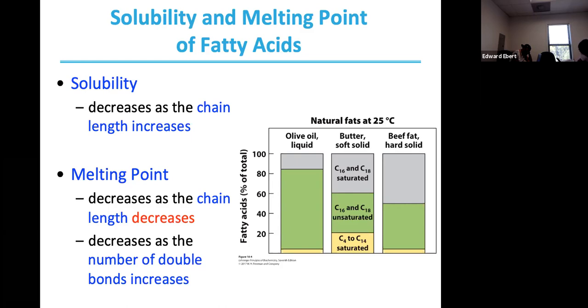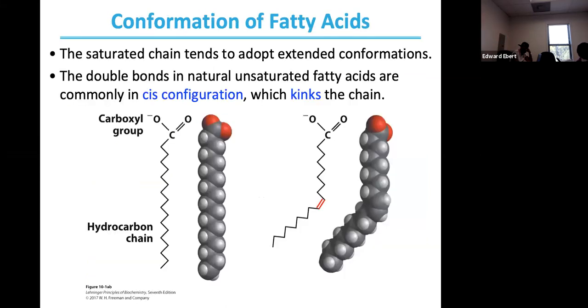We also see the more we increase double bonds, the melting point will decrease as well. Because most of our double bonds, in fact, all of our double bonds occurring naturally are cis, so they introduce this kind of kink into the chain. And if there's a kink in there, they won't pack together as neatly.